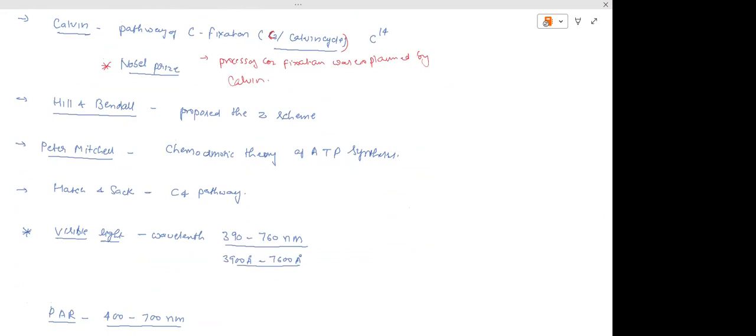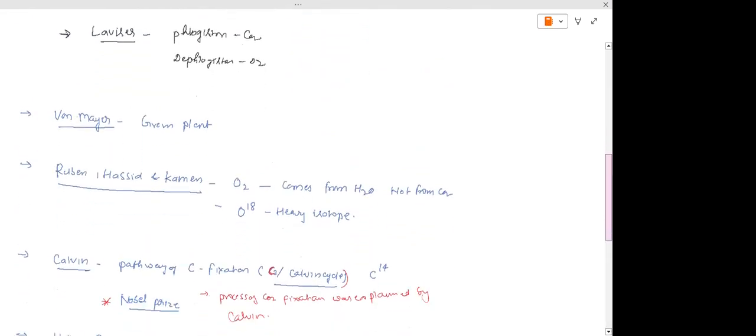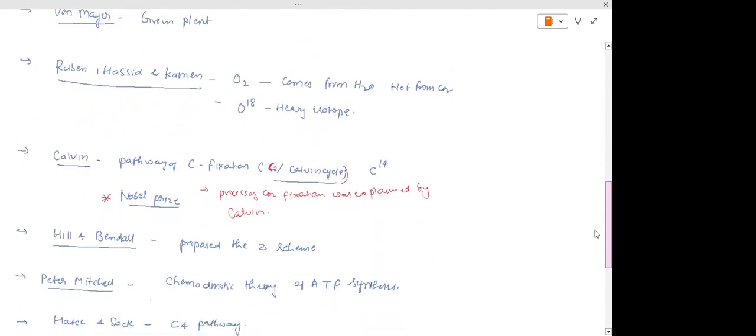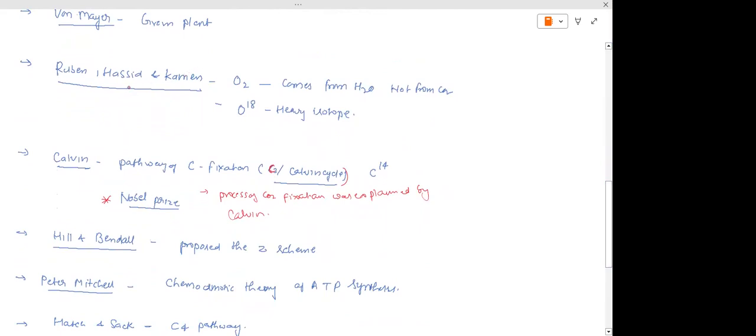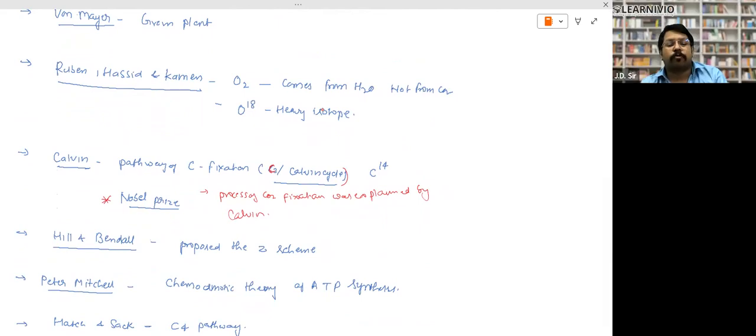Can I explain the Ruben and Calvin part again? Which one? Ruben, Hassid and Kamen. They told that the oxygen comes out from the water, not from the carbon dioxide. There are three scientists. And then Calvin explained how the fixation of carbon dioxide is done. To prove that oxygen comes from water and not from carbon dioxide, because both have oxygen, they used the heavy isotope of oxygen to trace it, right?